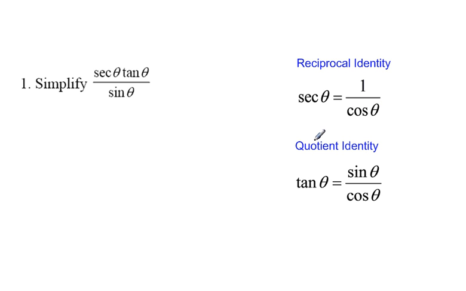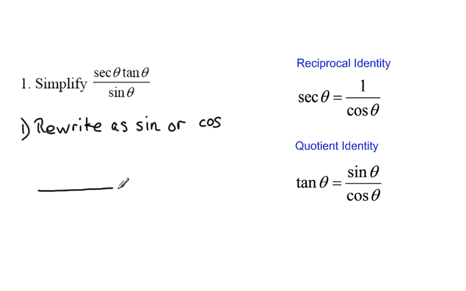The second identity we'll make use of is a quotient identity, and it states that tangent of theta equals sine of theta over cosine of theta. So our first step here will be to rewrite each term as either sine or cosine. So let's draw our fraction bar.